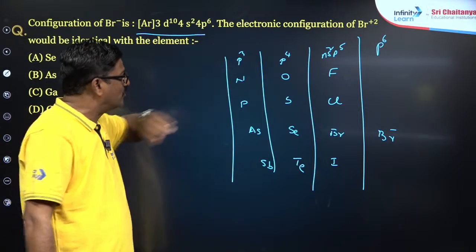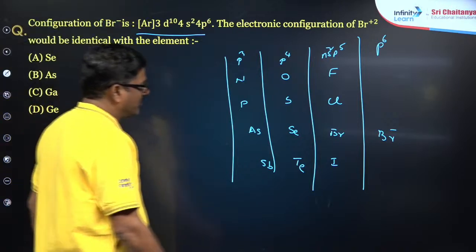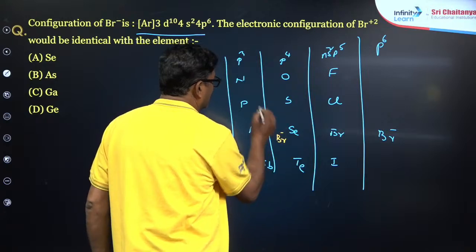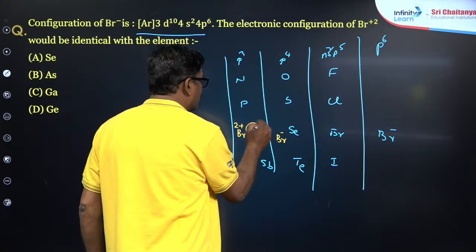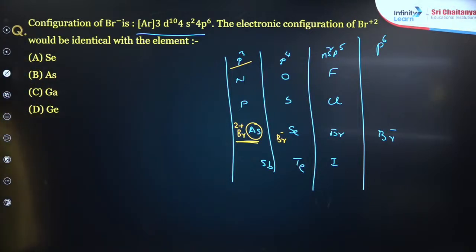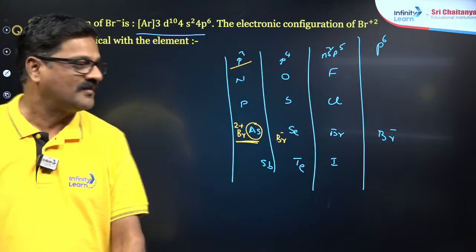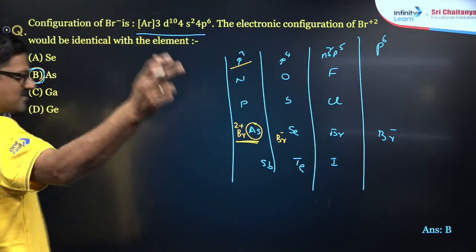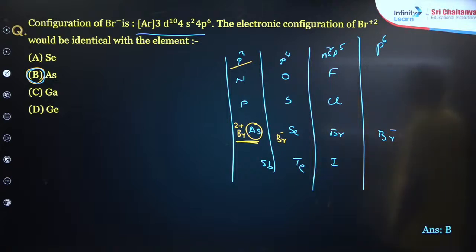So what will be the configuration of Br2 plus? You just see. The configuration of Br plus is this, and the configuration of Br2 plus is equal to arsenic, p3. Understand? So my answer is going to be option B is the correct answer for this question. Got it? Clear, Maunika? So my answer is B and your answer is B. It is correlated, absolutely. Perfect.